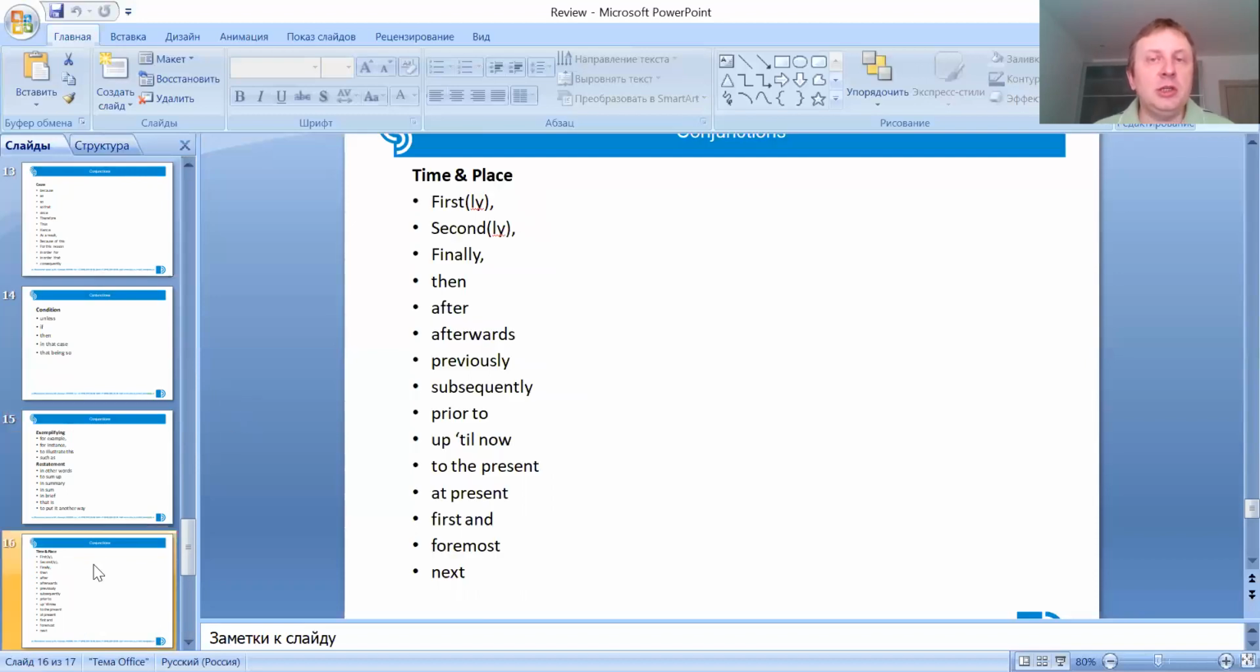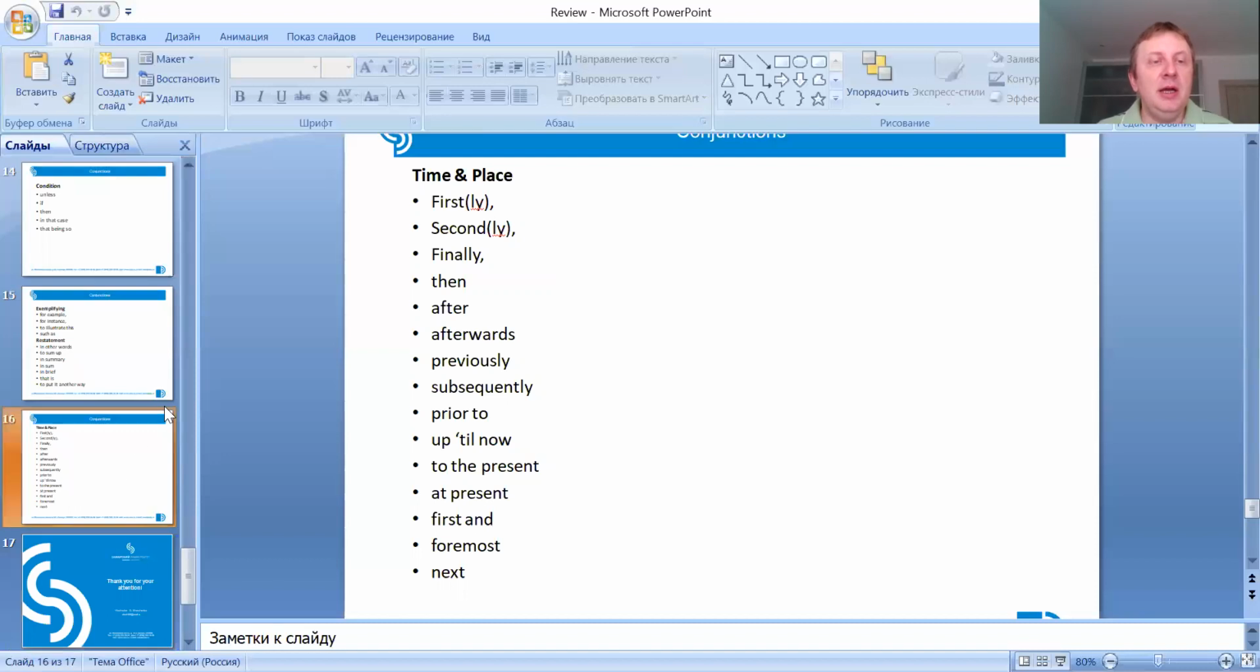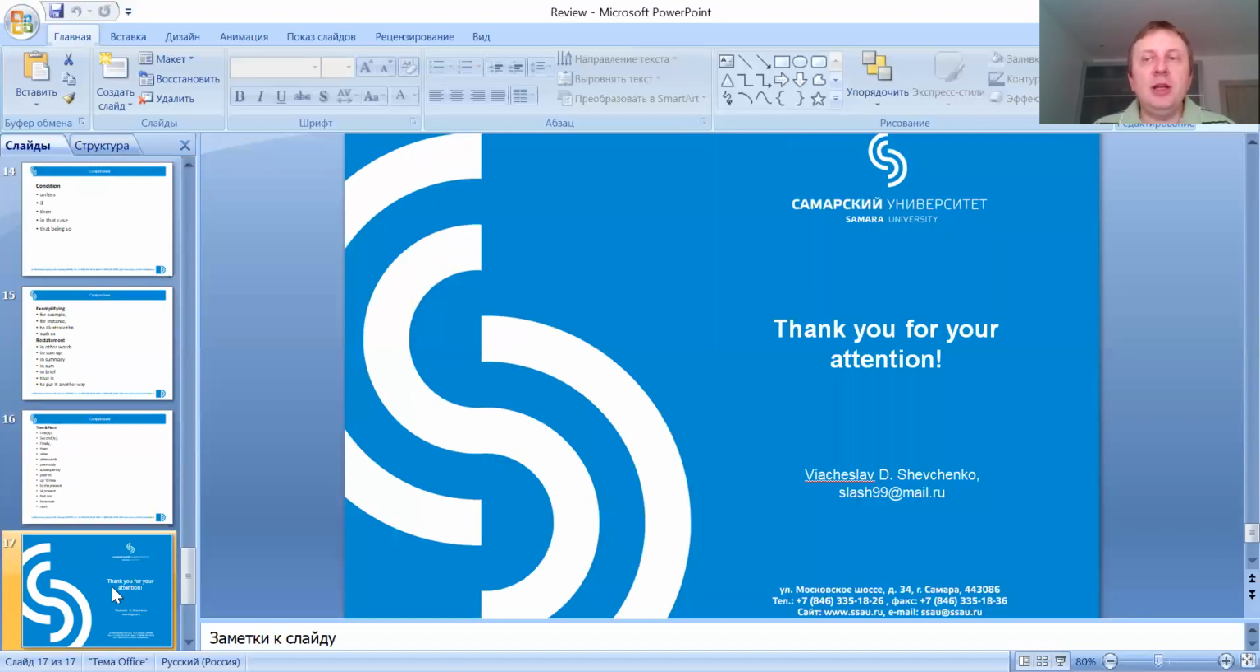More conjunctions. Some conjunctions refer to time and place. Firstly, secondly, finally, then, after, afterwards, previously, subsequently, prior to, up until now, to the present, at present, and so on and so forth. So please pay attention to these conjunctions.